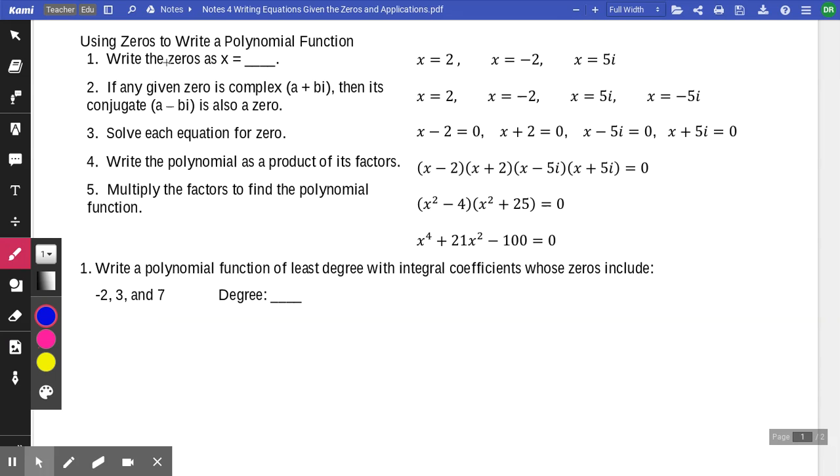So to get started, we write our zeros, our solutions, as x equals, because remember, our solutions are x values. And so let's say you knew you had solutions of 2 and -2 and 5i. Okay, so one of them's imaginary right now. Well, based on what we had just said, you can't just have one imaginary answer. So you'll see step 2 says if any given zero is complex. So complex, we haven't heard that in a while. Complex means imaginary.